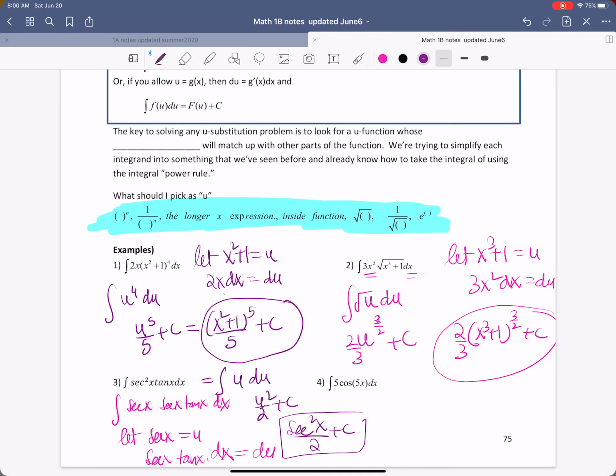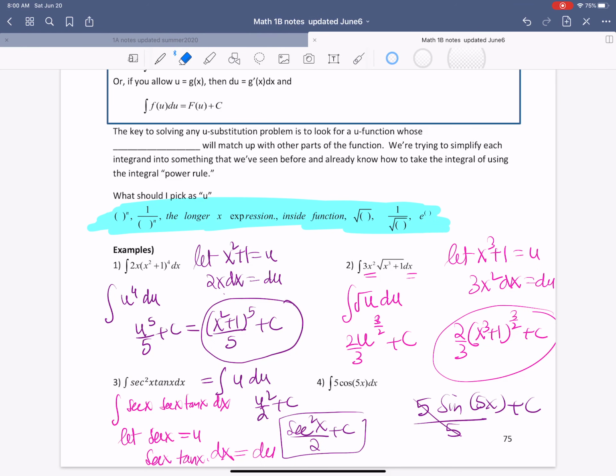We have 5 cosine 5x. Again, you can call the 5x as u if you want, but it's also easily done by remembering this is going to be 5 sine 5x. We must divide by the 5 because of the chain rule, plus c. So it's sine 5x plus c.